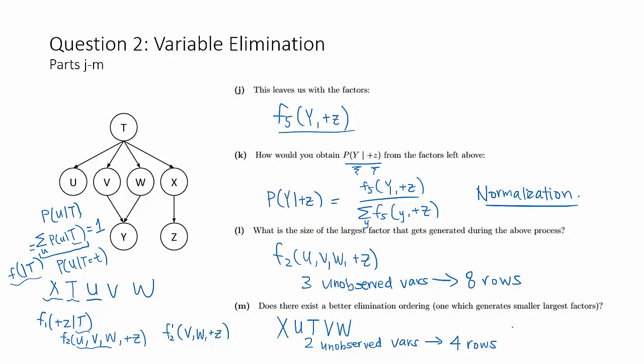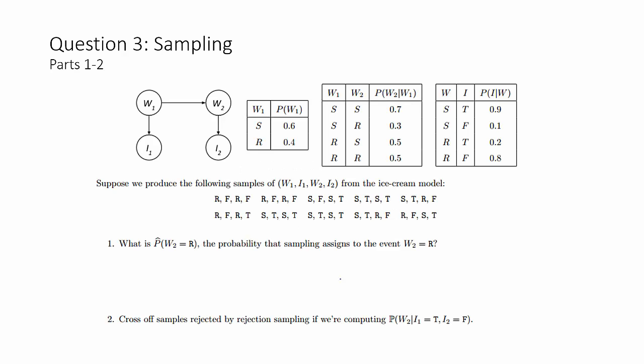It also turns out that other answers could exist as well, so let me make a note of that. So if you got a different ordering that has the largest factor size of 2 unobserved variables, that's great. And this concludes variable elimination. On to the last question on sampling.